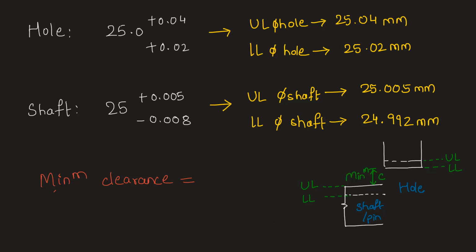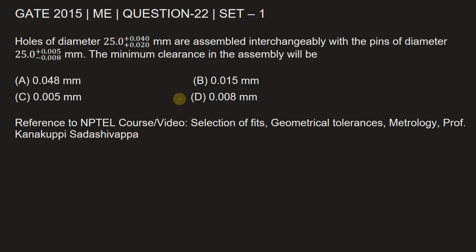We can find this out thus by subtracting lower limit of hole and upper limit of shaft. Lower limit of hole is 25.02 and upper limit of shaft is 25.005. Answer for minimum clearance is 0.015 millimeters. Let's write the answer. So we have the answer in option B. Option B is correct. Minimum clearance in the assembly will be 0.015 millimeters.